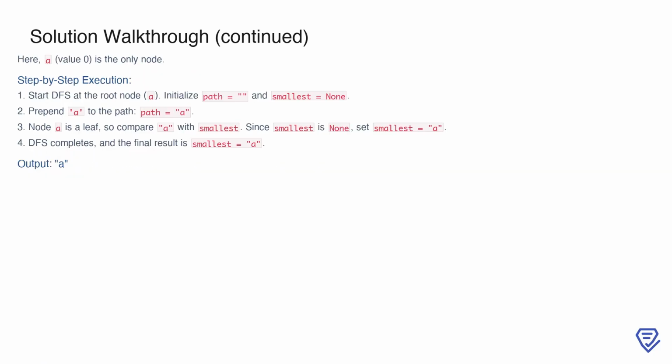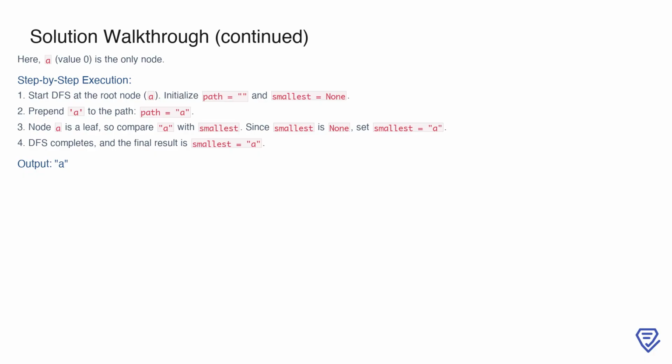Finally, let's examine the simplest case, a tree with only a single node. Here, the tree consists of just the root node A, which has a value of 0. In this case, the DFS begins and ends at the root, as it is also a leaf node. We initialize the path as an empty string and smallest as none. Prepending it to the path gives us path equals A. Since A is a leaf, we compare A with smallest. Since smallest is initially none, we update it to A. With no other nodes to explore, DFS completes, and the result is A.